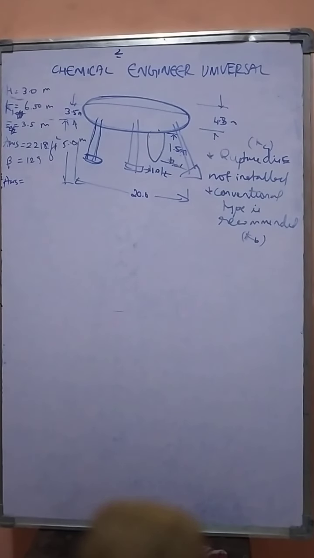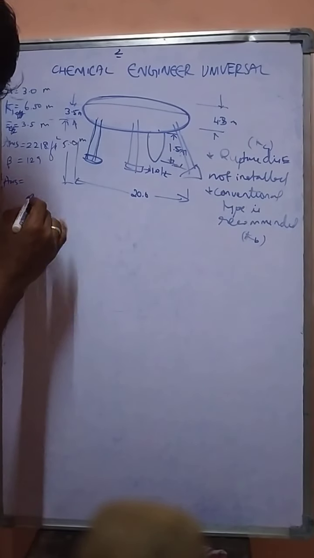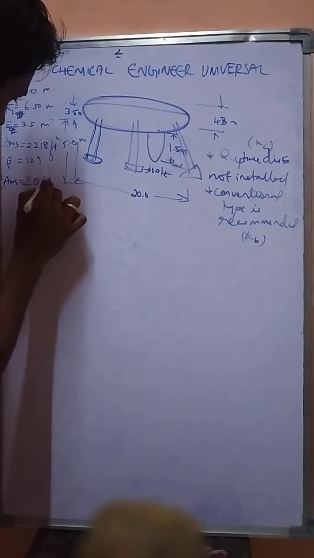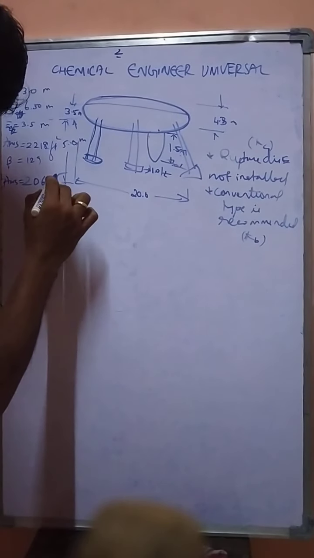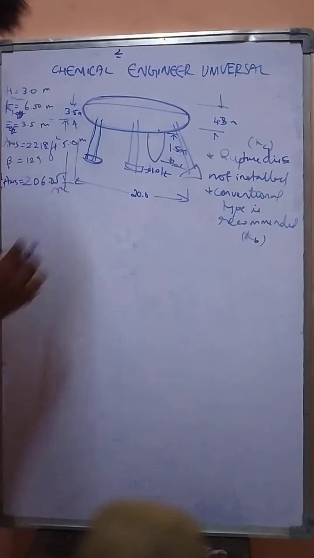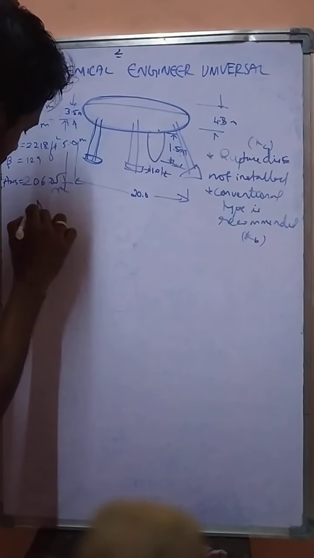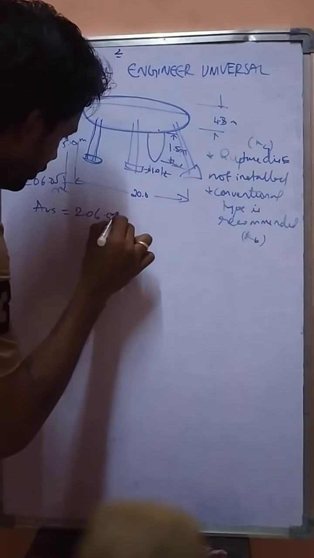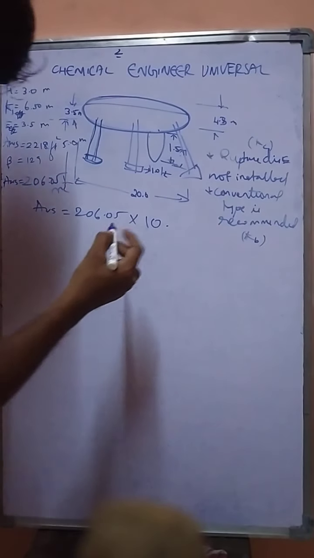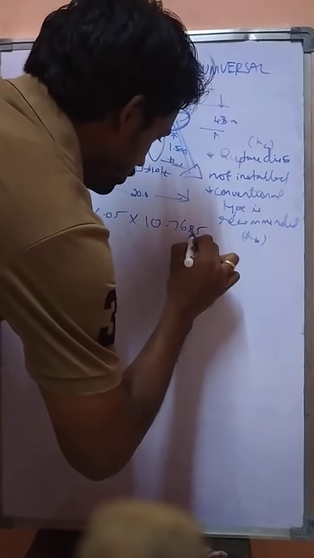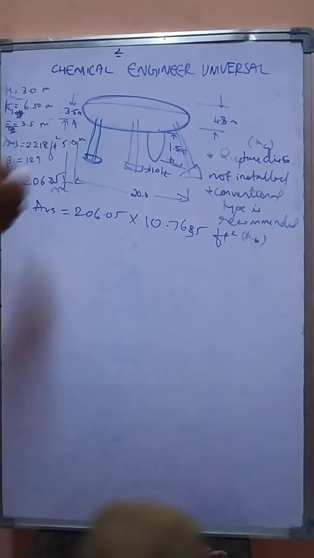Okay guys, we have calculated the meter surface area. Now the surface area that we calculated is around 206.05 meter square. So we have to take this in feet square by multiplying with a constant multiplication factor: WS is equal to 206.05 into 10.97635. If you multiply with this constant you will get the value in feet square.